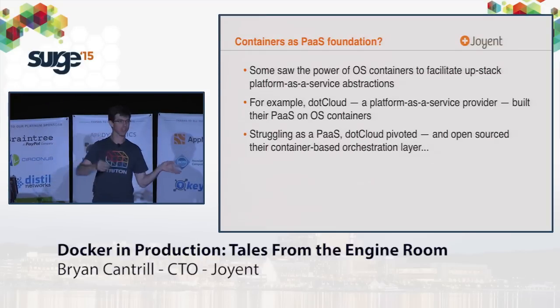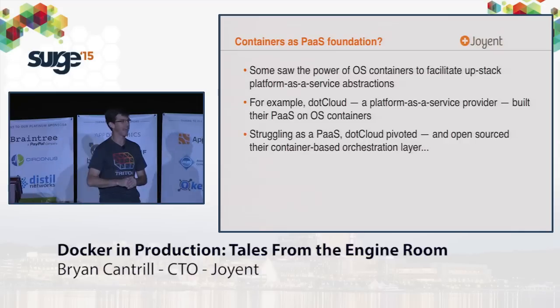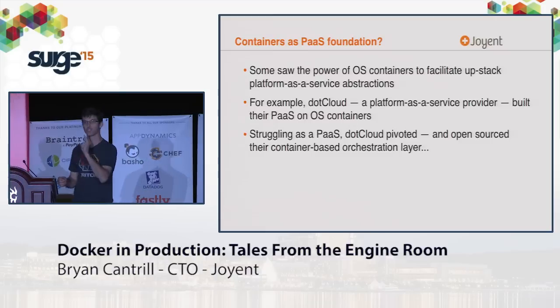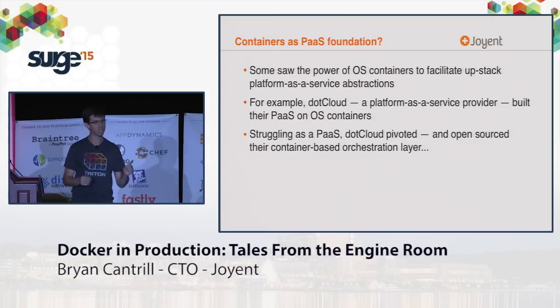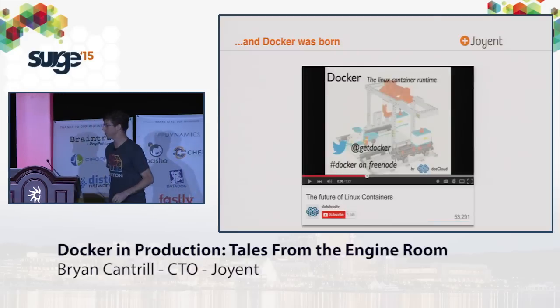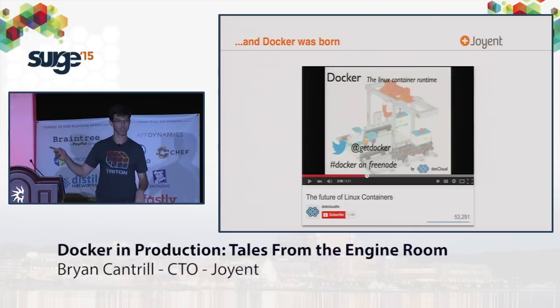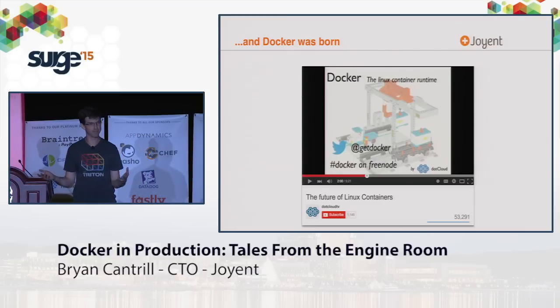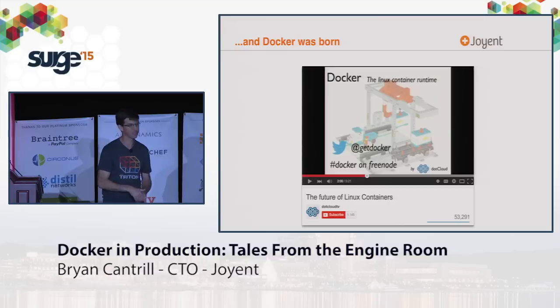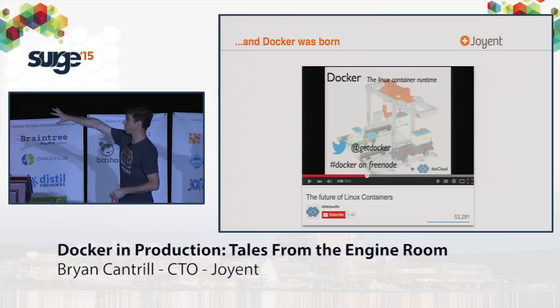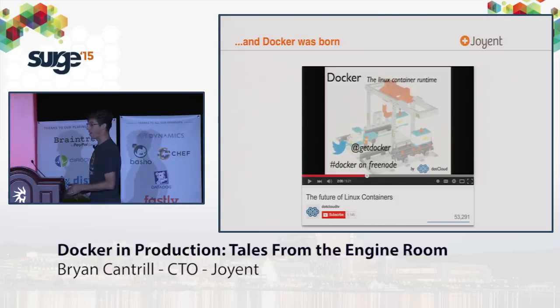And dotCloud, like so many of these, realized that actually we're not making it as a PaaS, but there was a lot of interest in the orchestration framework that they had developed to actually deploy containers. And two minutes into this presentation in 2013, they open sourced it, and it was Docker. And when Docker took off, dotCloud very quickly changed its name to Docker, and the history was written. So in 2013, Docker was open sourced and took off.